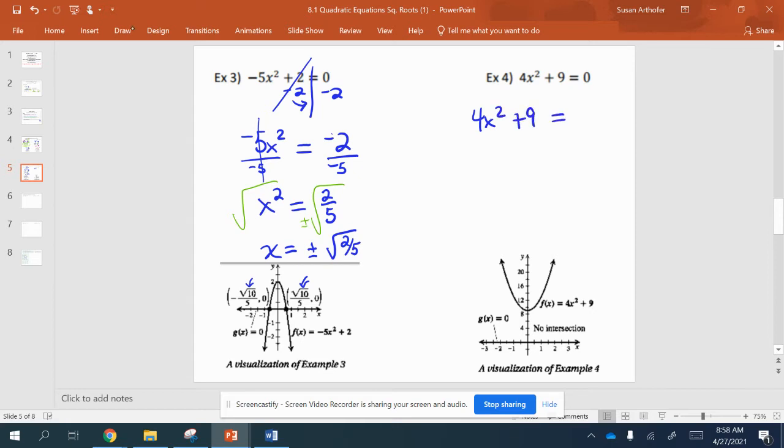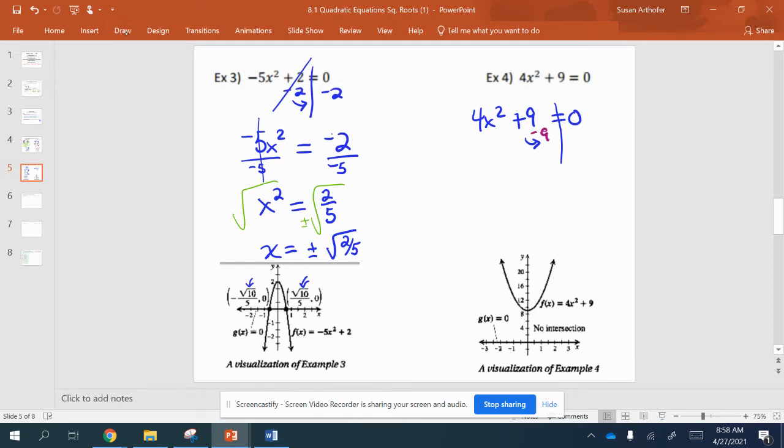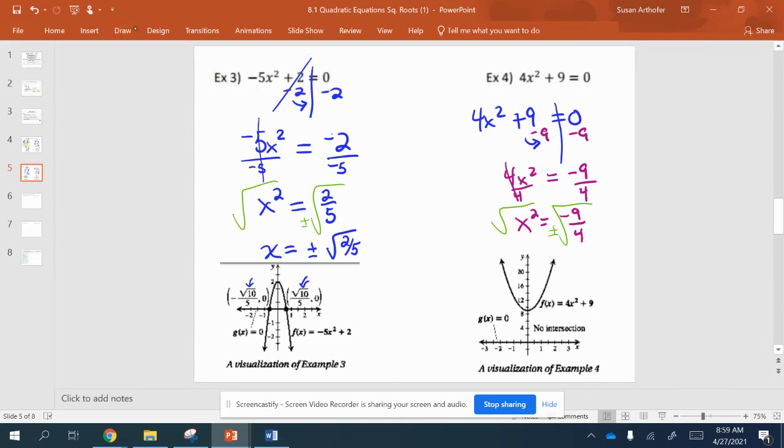4x squared plus 9 equals 0. Pop over your 9. So subtract 9, and then we're going to divide by 4. 0 minus 9 is negative 9, and now we have to divide by 4. So x squared is equal to, this one is negative 9 over 4. Okay, to solve for x, we have to get rid of the square, so take the square roots, add plus or minus, and now we can reduce this one, the square root of negative 9/4.